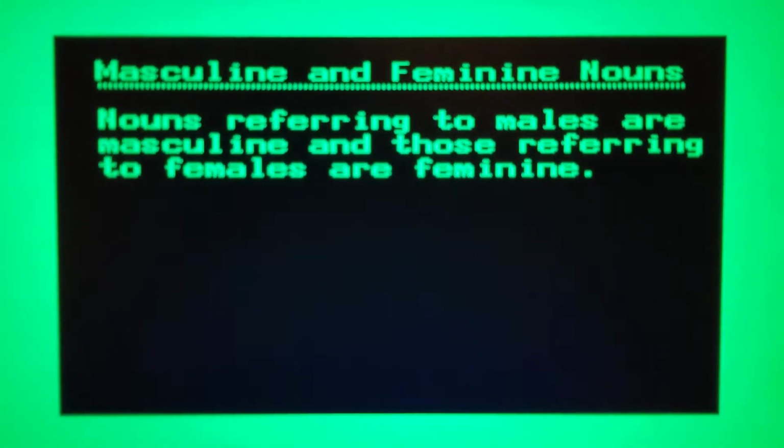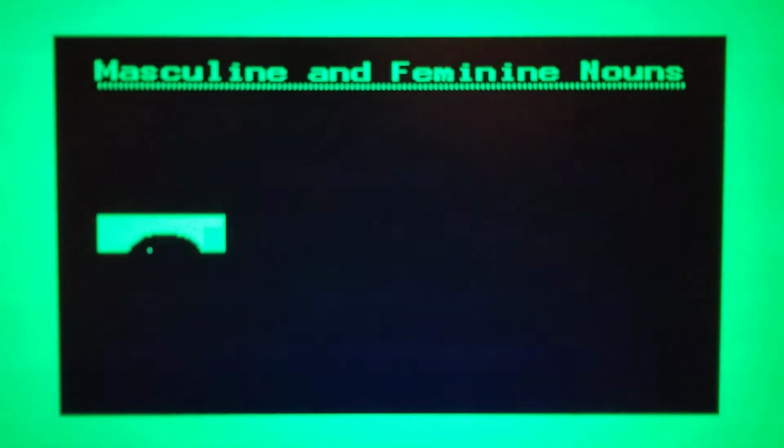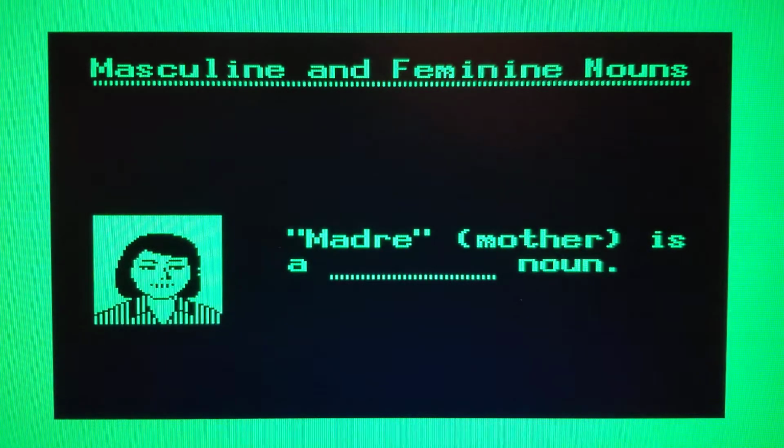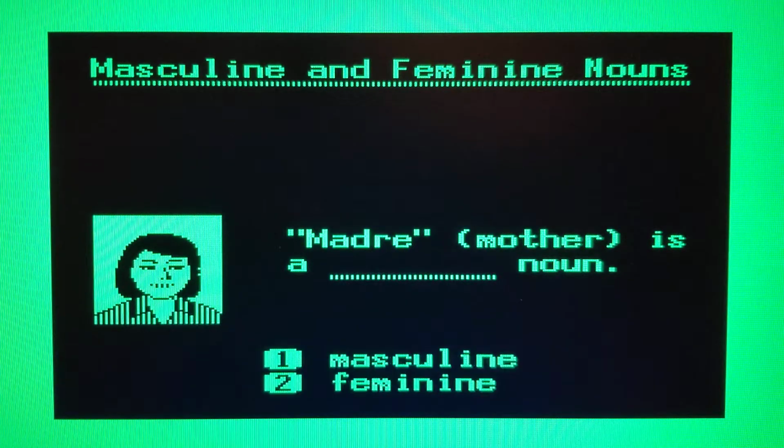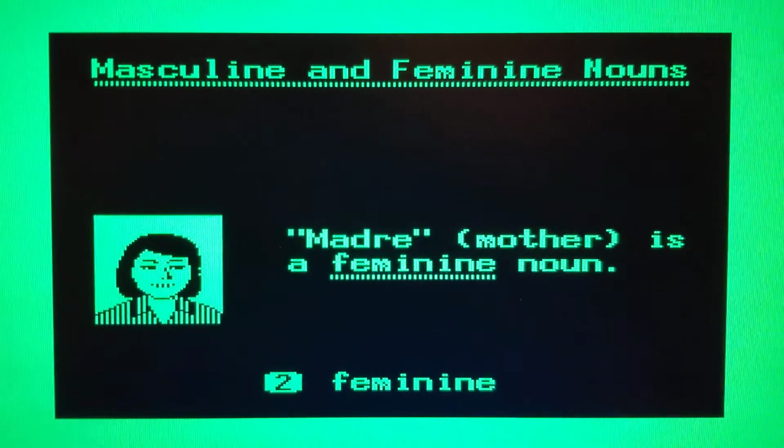Spanish words naming or designating persons, places, or things, nouns, are classified in two groups, masculine and feminine. Nouns referring to males are masculine, and those referring to females are feminine. Is the word madre a masculine or a feminine noun? Bueno.